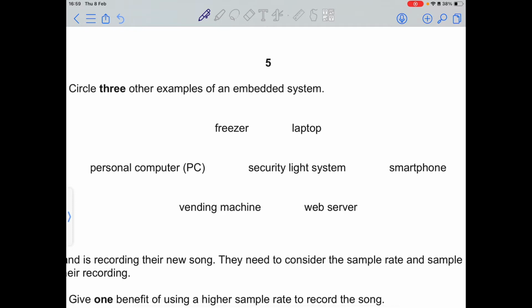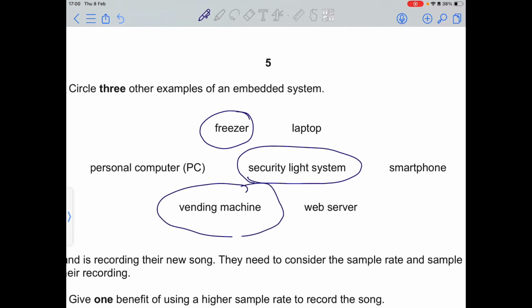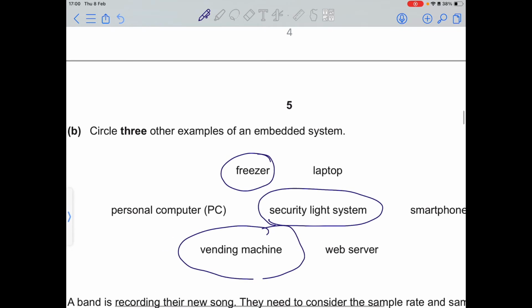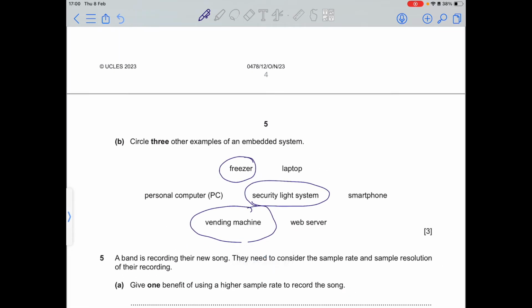Remember that your personal computer or laptop is not an embedded system, as it allows you to perform more than one task, but an embedded system is limited to one task. So in this case, it would be a freezer, a security light system, as well as a vending machine, because all of the others, including your personal computers, laptop, web server, and smartphone, allow you to carry out a range of different tasks, whereas an embedded system is limited to performing one specific task. Now let's move on to the next question.